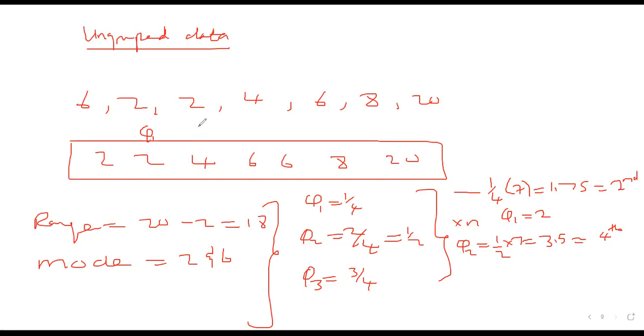Sorry, how did you find n? N is the count of numbers: 1, 2, 3, 4, 5, 6, 7. Oh, okay, I get it. Thank you.